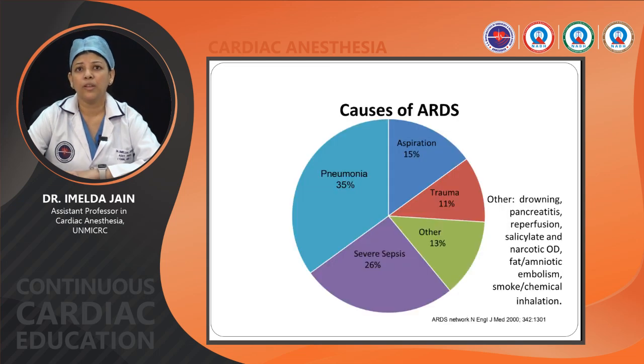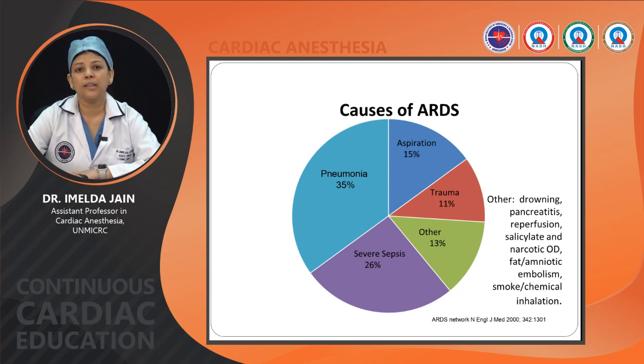Now coming over to the causes of ARDS. The causes of ARDS are either direct injury to the lungs or indirect injury to the lungs. The most common cause of ARDS, which is direct injury to the lungs, is pneumonia. This accounts for 35% of the cases of ARDS.